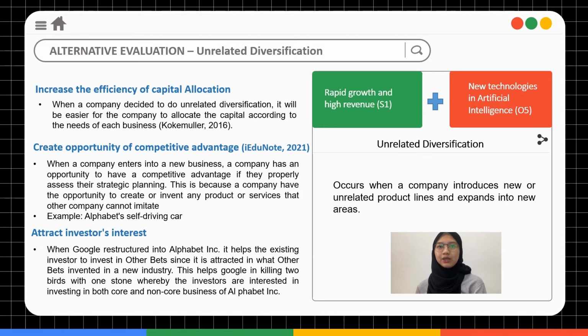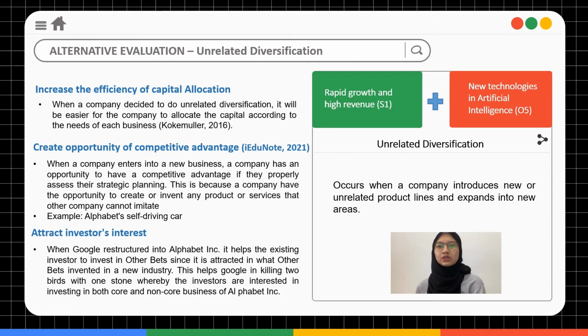This is because a company has the opportunity to create or invent any product or services that other companies cannot imitate. For example, Alphabet is creating new self-driving cars, where this industry does not have many competitors that can harm Alphabet, in which this can increase Alphabet's competitive advantage. And lastly, unrelated diversification can attract existing investors. When Google restructured into Alphabet Inc., it helps the existing investors to invest in other bets since they are attracted to what other bets invented into a new industry.